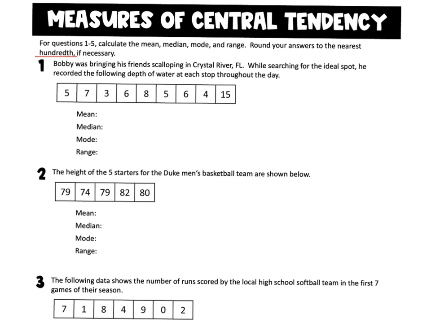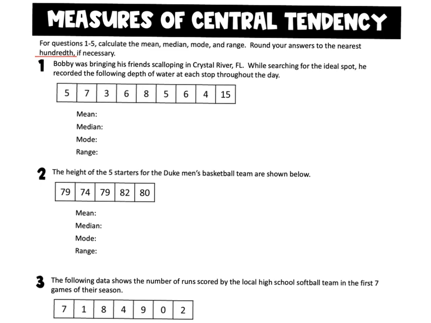So number 1 says, Bobby was bringing his friends scalloping in Crystal River, Florida. Not really sure what scalloping is, but sounds like it has something to do with water. While searching for the ideal spot, he recorded the following depth of water at each stop throughout the day. So those numbers represent the depth of the water. It doesn't say what the measurement is. I'm assuming it's probably feet.